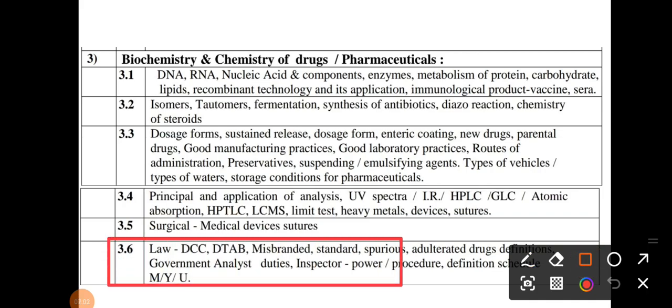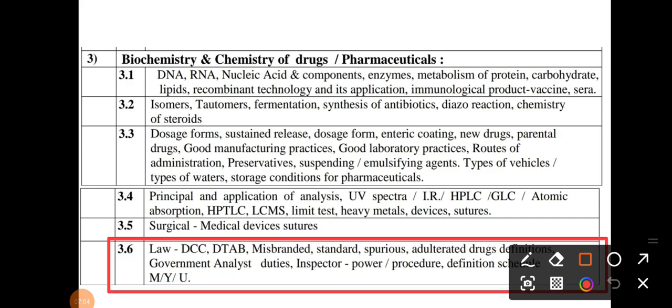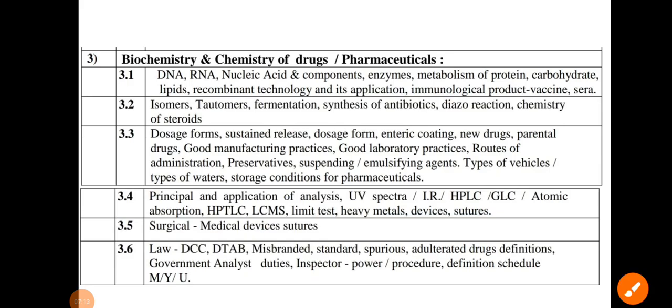And 3.6 section is related to your pharmaceutical jurisprudence. So 3.6 is your jurisprudence, that is law, DCC, Drug Consultative Committee, then DTAB, then misbranded drugs, standard drugs, spurious drugs, adulterated drugs. Government analyst and their duties, drug inspector, their powers, procedures, and duties, and then the definition of Schedule M, Y, and U. That is the third major subject that we are going to cover in our DI preparation.